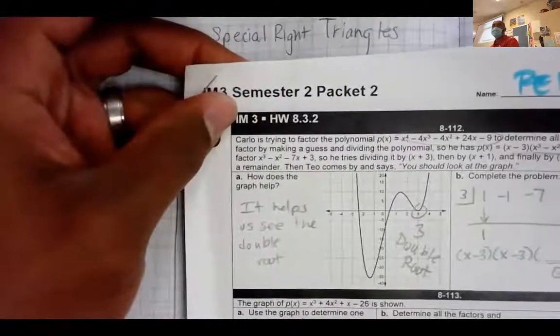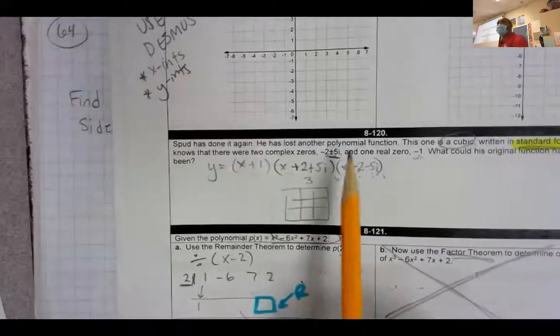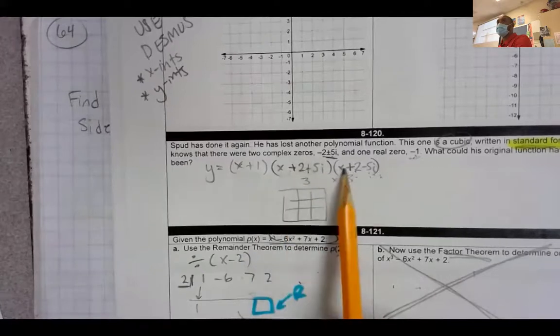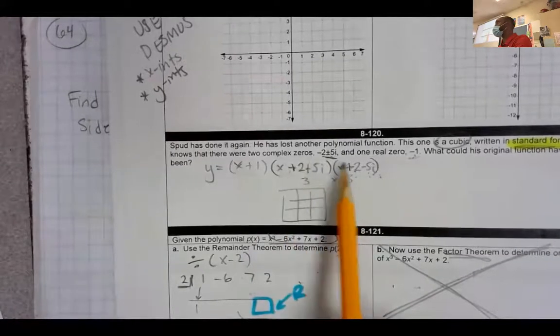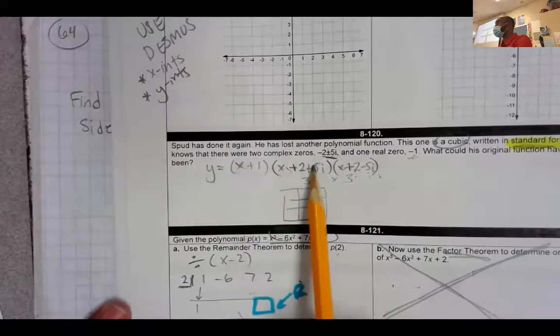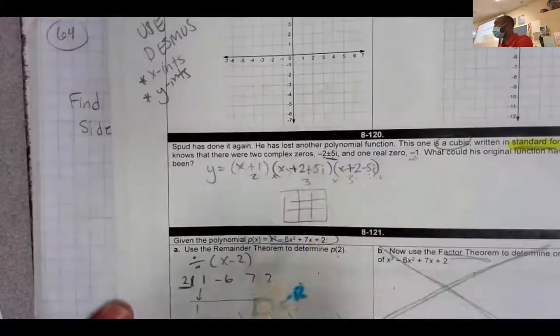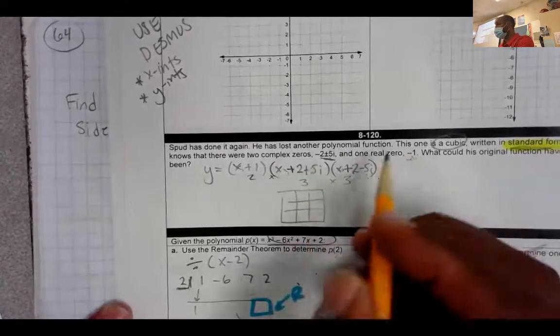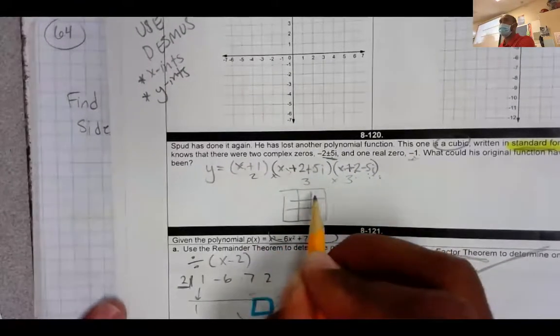Again, this is the back page of assignment 832 from Tuesday's folder. Okay, 8-20, 120. So now you have to multiply this twice. I can multiply these two together, both complex parts, or I could do the real part and a complex part, which would be a 2x3 box. I'm going to start with the hardest part and then do the easier part next. So I'm going to do a 3x3 box.